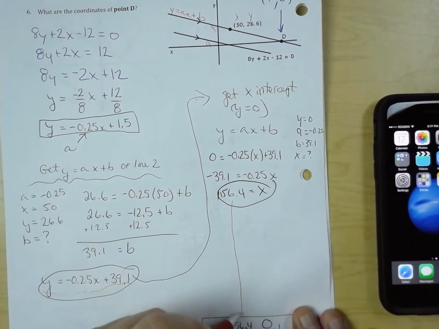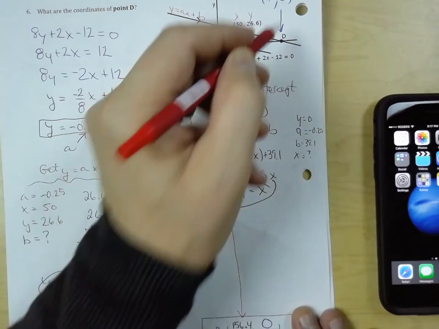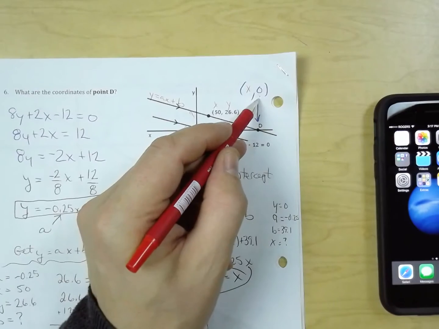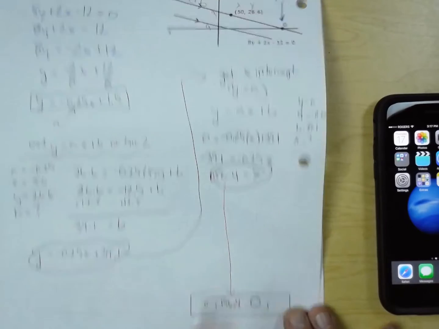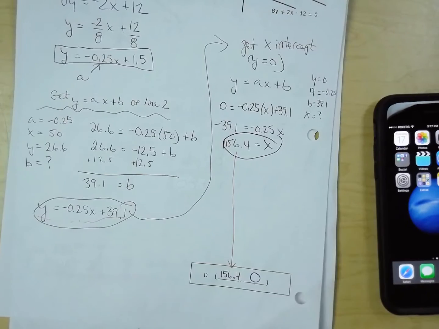Remember afterwards that that's the x coordinate, and we already knew from up here that the y was a 0. Right there. And that is it.